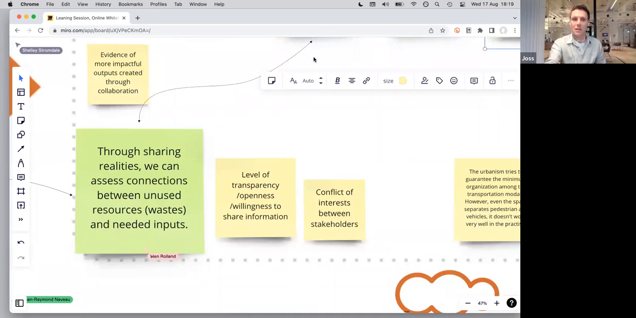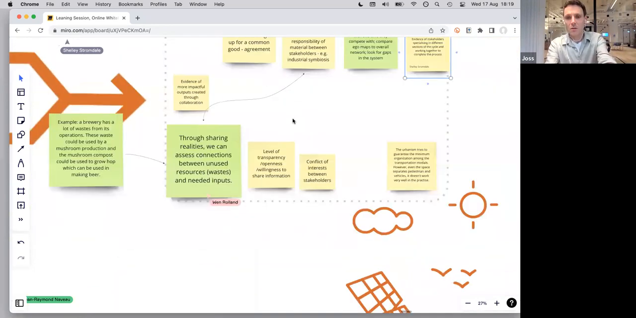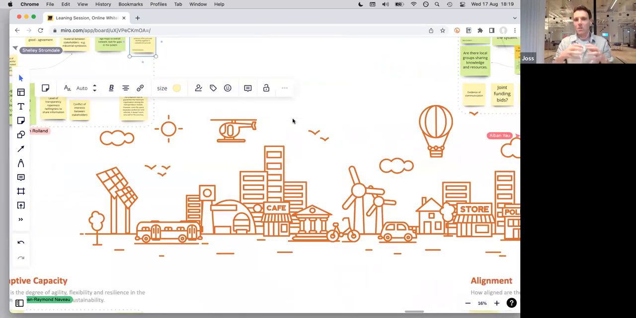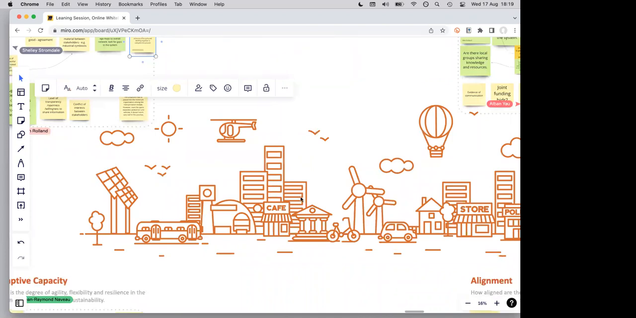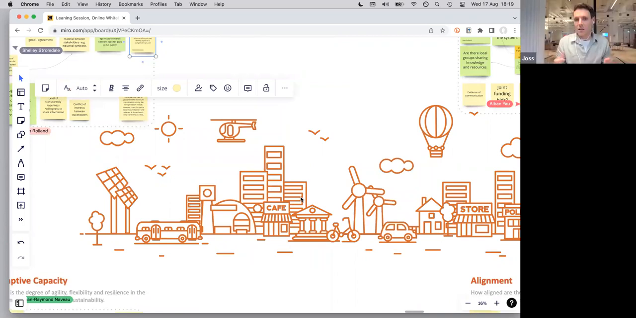Through sharing realities, we can assess connections between unused resources, waste, and needed inputs. Yeah, it's a good point. Communicating, because this would be a big part of it, right? Most of the people don't know what's going on here and who exists. So communications, as you say, is really key to all of this. Just knowing that, you know, I'm a chicken farmer or whatever it is, and who could actually use that waste that is produced from the chickens. So communications, having ways of broadcasting that to create those synergies.